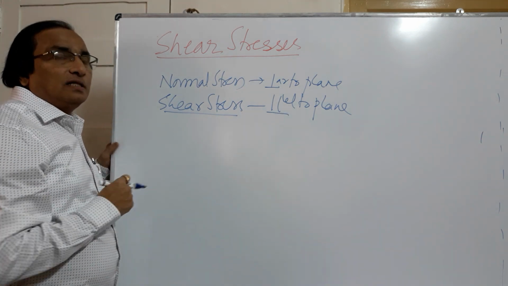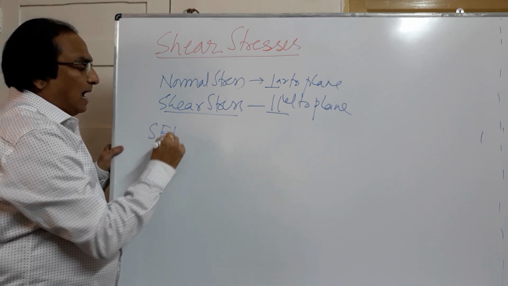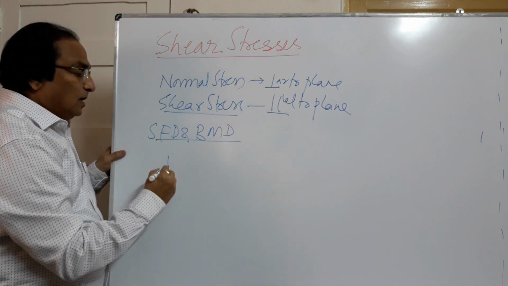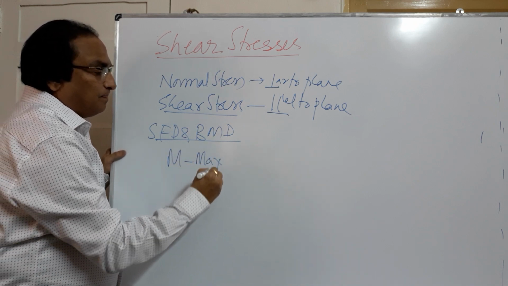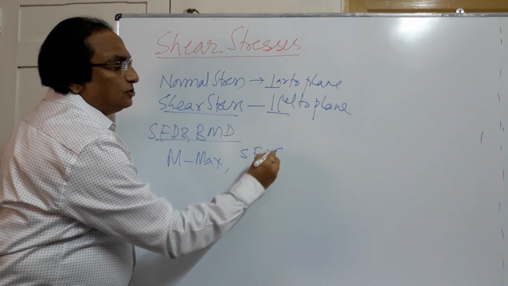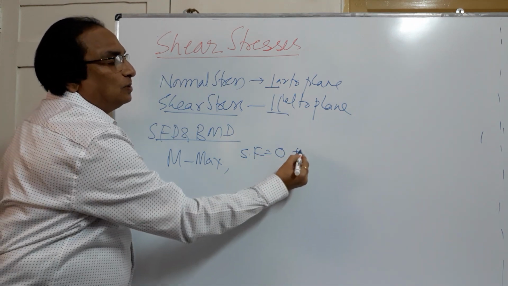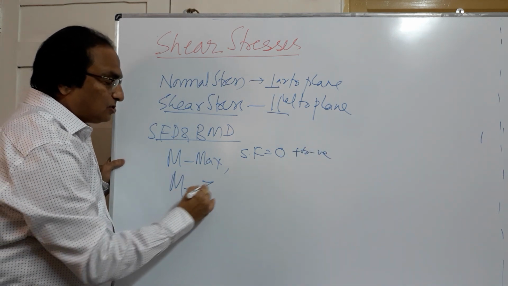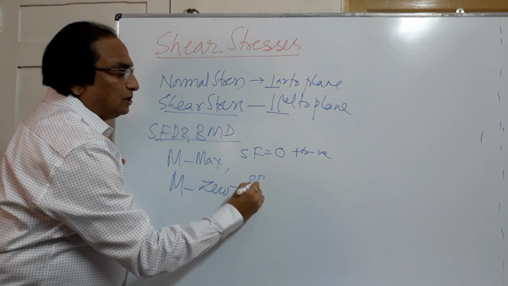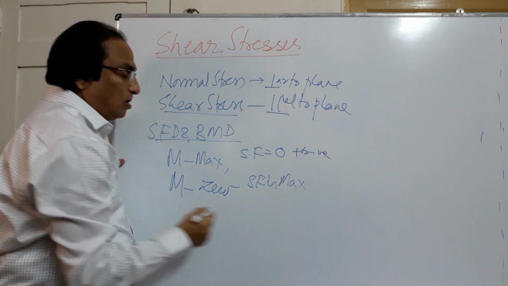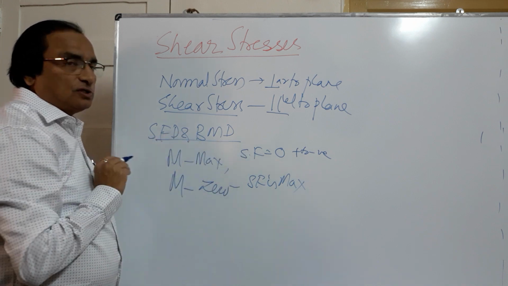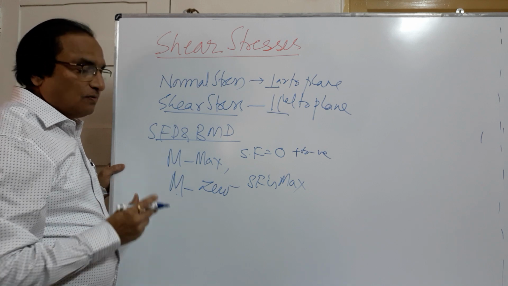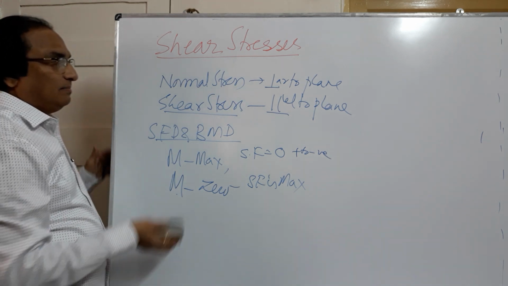We have seen in the video for shear force diagram and bending moment diagram, it was observed that where bending moment is maximum, shear force is 0, or it changes sign from positive to negative or negative to positive. And where bending moment is 0, at that point shear force is maximum. This we already saw in the SFD and BMD chapter.